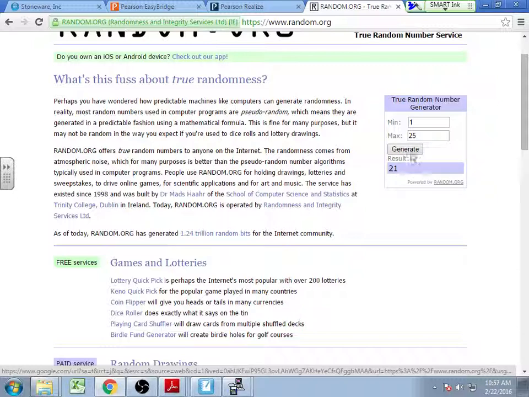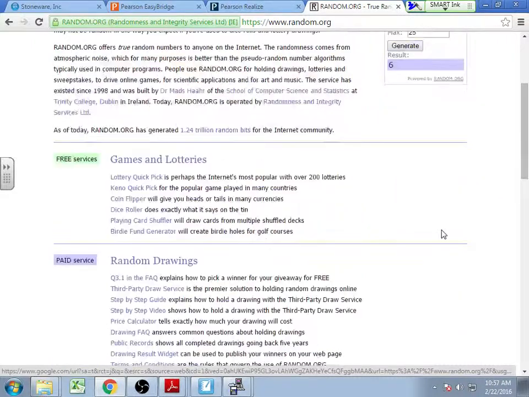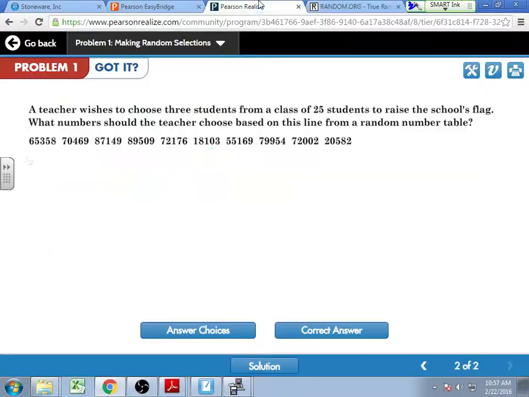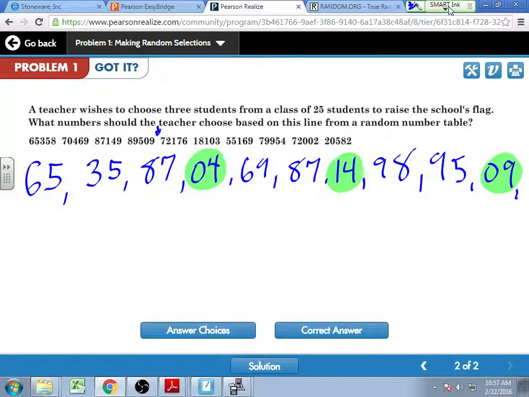So then my first one could be 21. My next one could be 6. My next one could be 1. This generates one at a time instead of generating a list. And there are other things you can check out, like random drawing. How do you draw randomness?